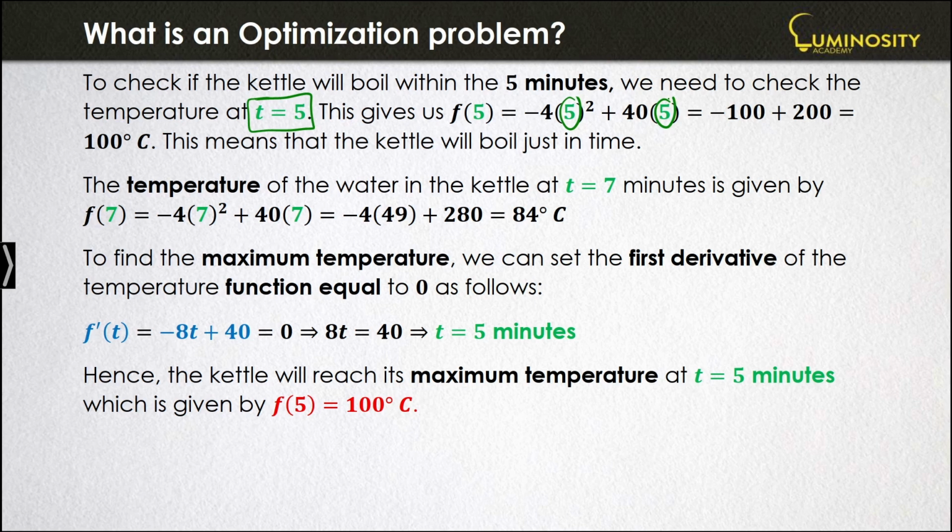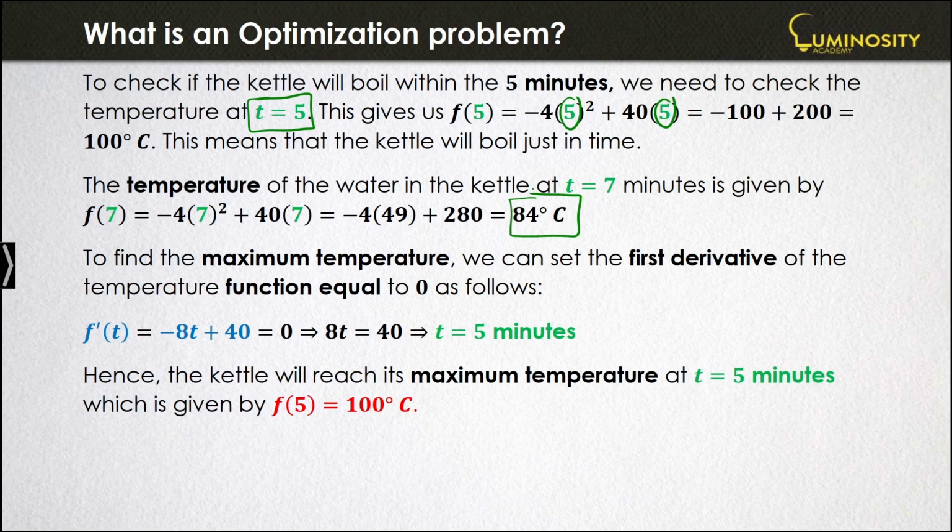Okay, what about the temperature of the water at t = 7 minutes? So this is what happens from the time we put the kettle on. 7 minutes later, how warm is the water in the kettle? We plug that into the original function, because the original function tells us the temperature at a given time. If we plug in t = 7, we get 84 degrees Celsius. I think that's still pretty warm, you could still enjoy your cup of tea at that temperature, but it'll be a bit cooler than usual, right?